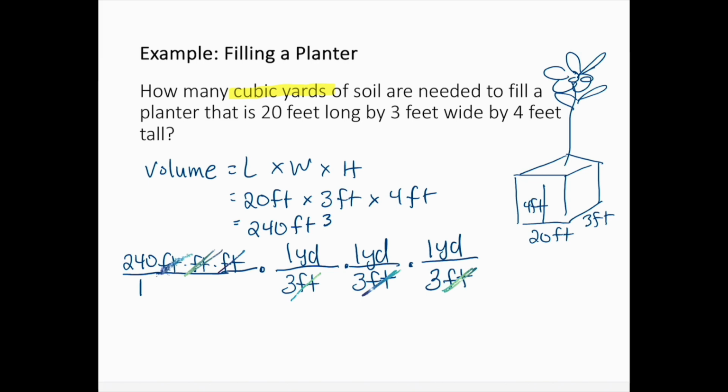So that's going to give me now no more feet. And I'm left with yards times yards times yards, which is cubic yards. So across the top, I have 240 yards cubed. Across the bottom, I have 1 times 3 times 3 times 3. And 3 times 3 times 3 is 27. And I don't need to put the feet in there because we canceled out the feet. So my last job is to take 240 and divide it by 27, and that's going to be approximately 8.9 yards cubed.